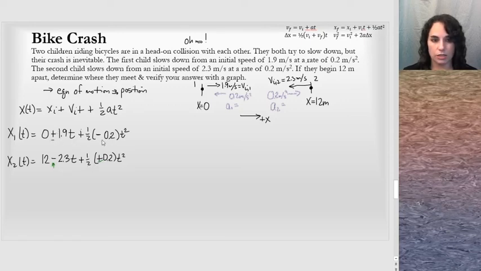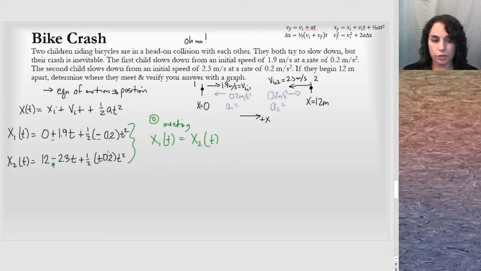Same thing here. These two signs are opposing one another. That's his slowing down. And now that I've derived the equation for both of these children, I can proceed to apply what I know, that when they meet, at meeting, the position of the first child, whatever their equation is, will equal the position of the other child, since they're at the same place. And that will be my strategy to solve for the time, is to set those two equal to one another.